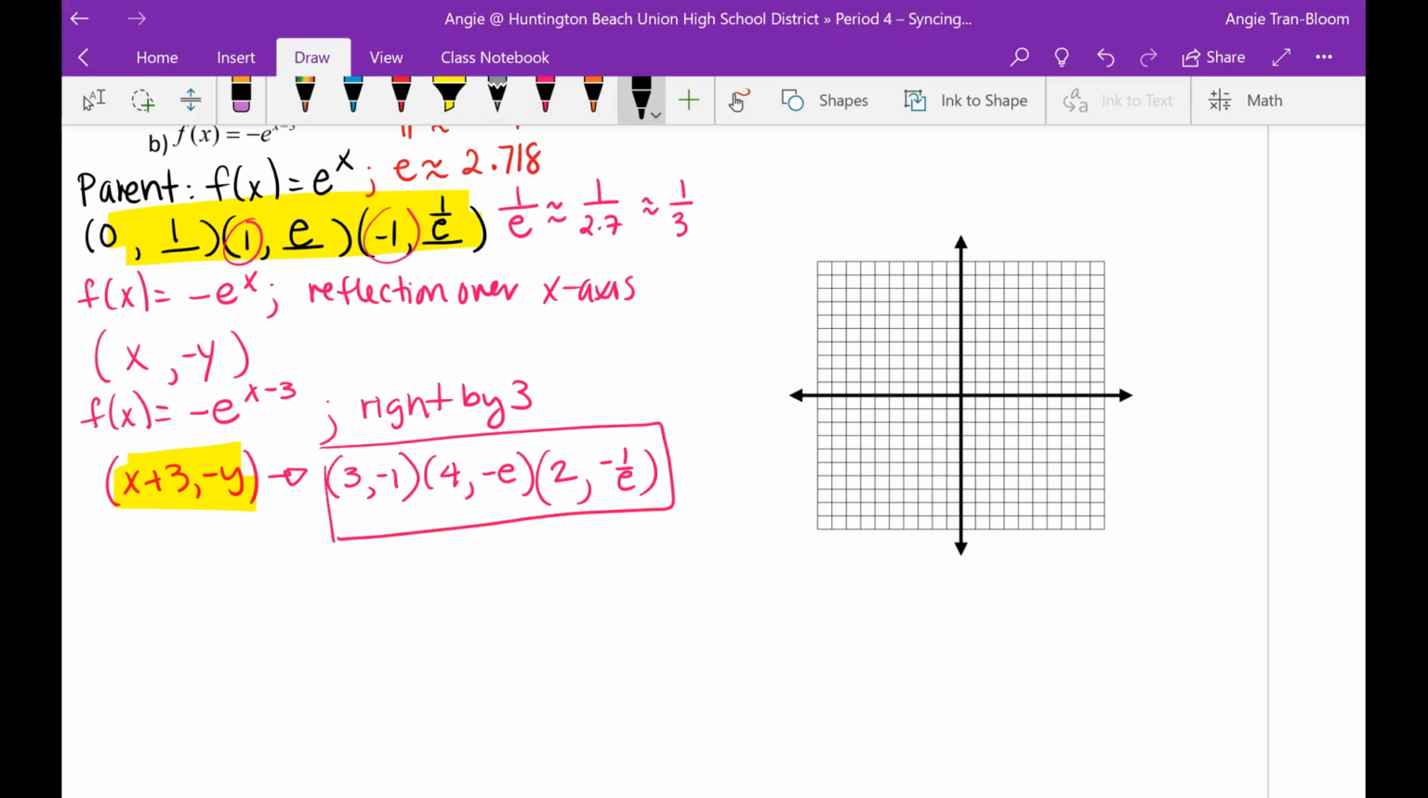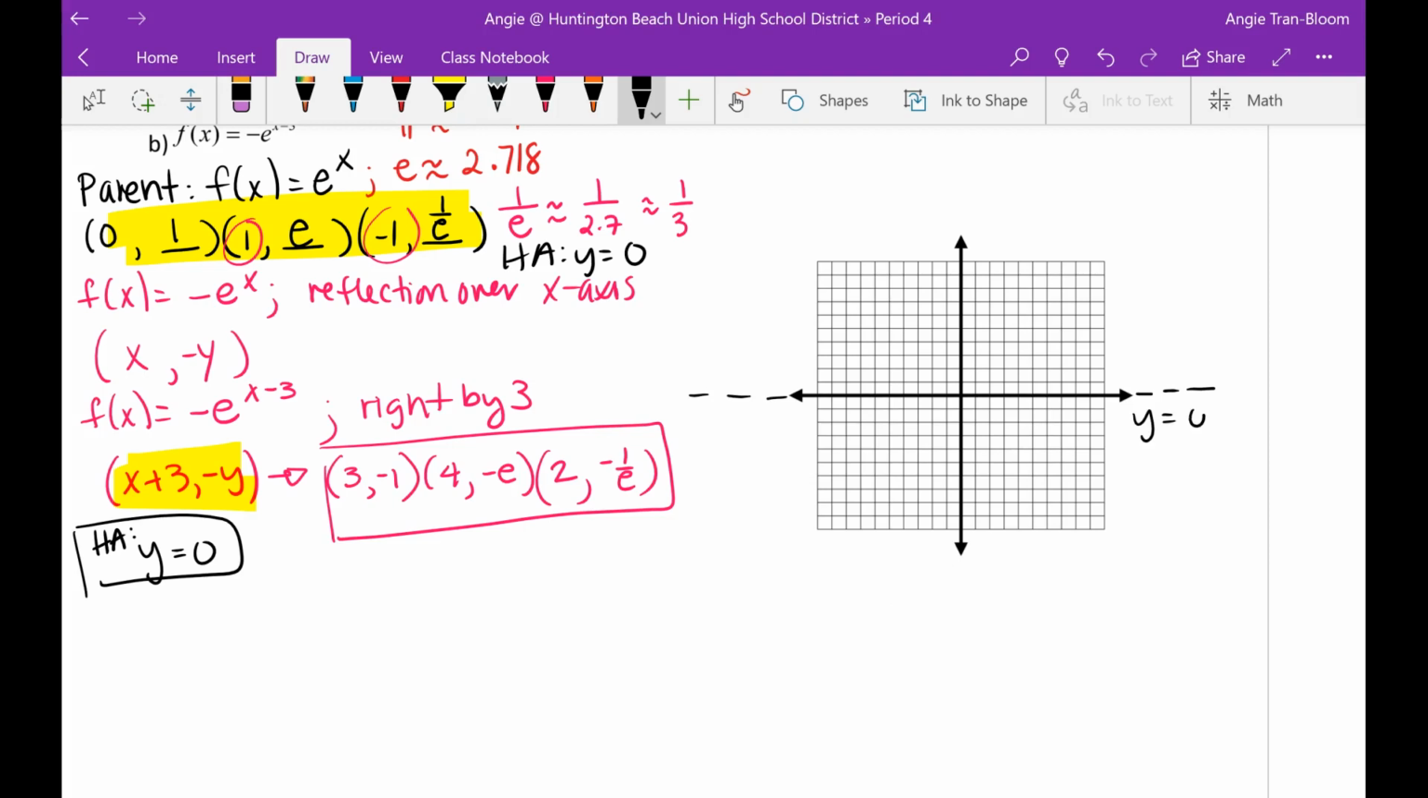I used to have an HA. Okay, I used to have an HA of y equals 0. My HA is really not changing. I'm still going to have it at y equals 0, because I'm not going up and down. So, HA is still at y equals 0. Okay.